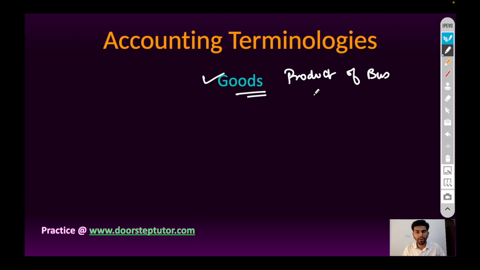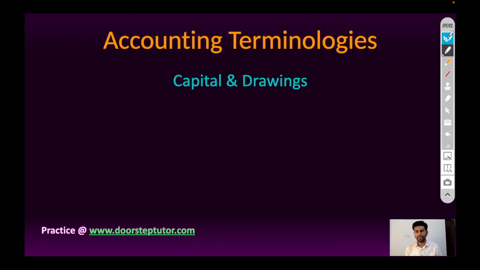Now, one point to note here is furniture is a goods for a furniture selling business, but for other business organizations, it is an asset. Similarly, laptops and computers are all goods for a laptop selling company or retailers, but they are an asset for others. Residential flats or shops are goods for builders, but an asset for other business organizations.